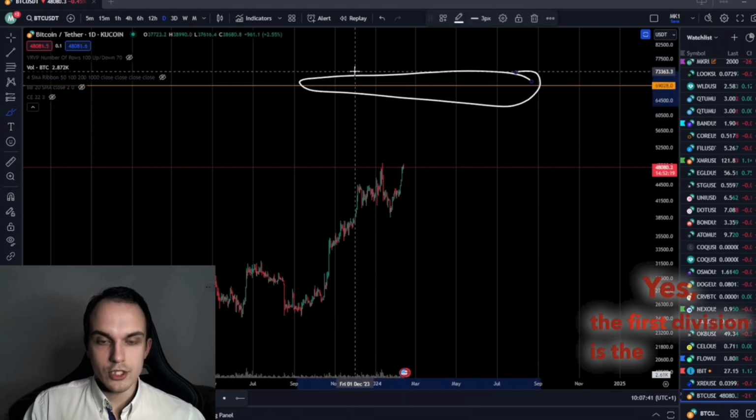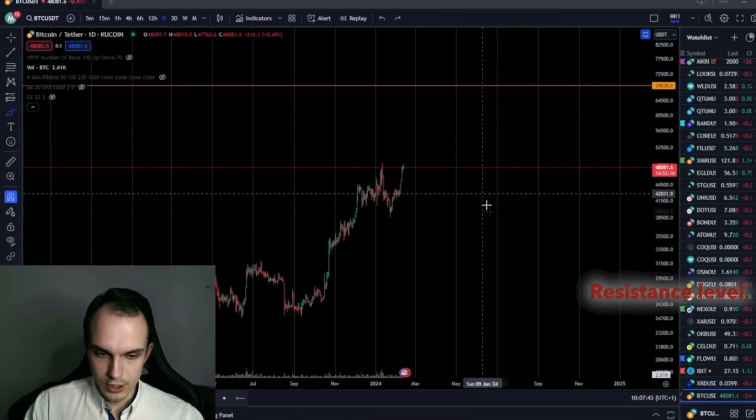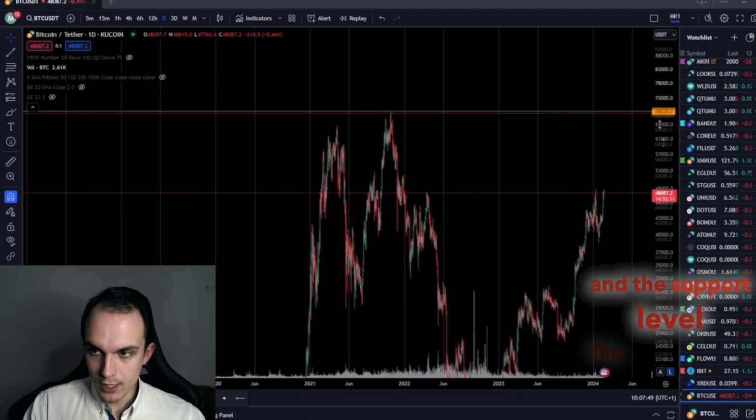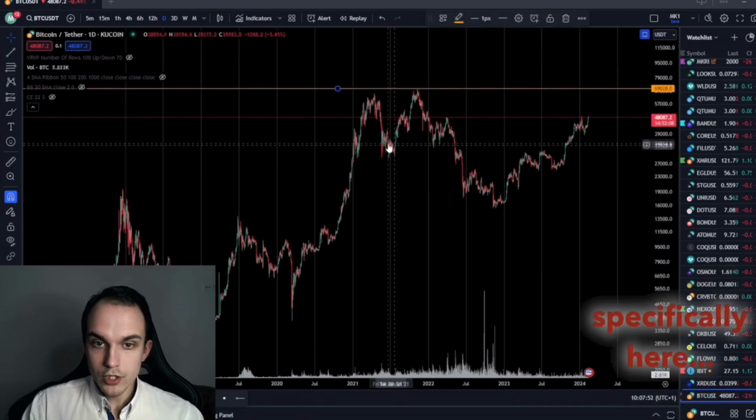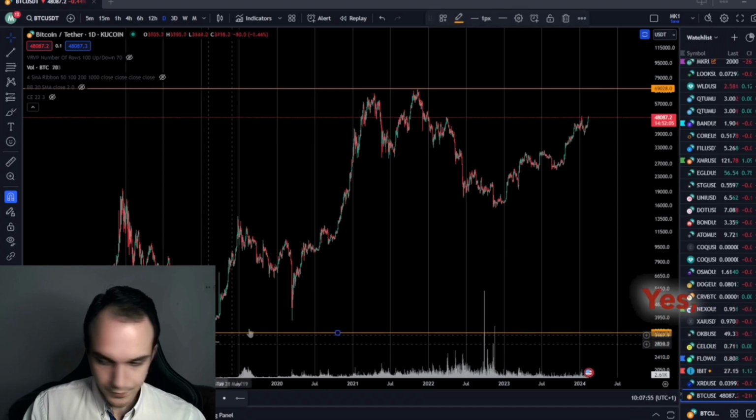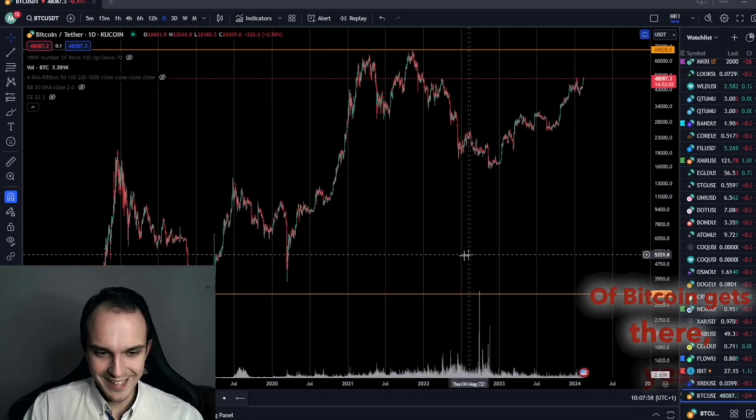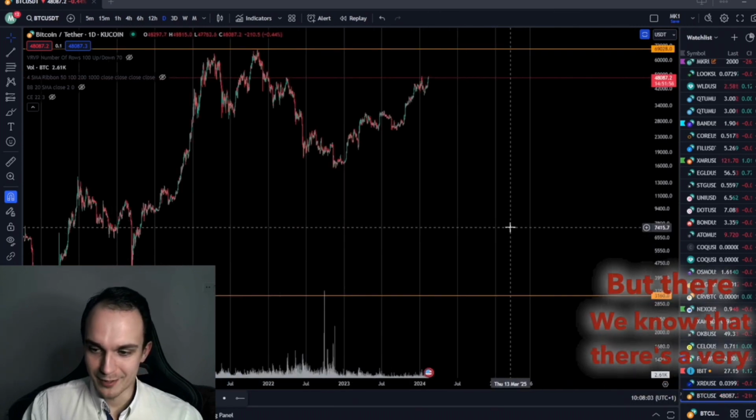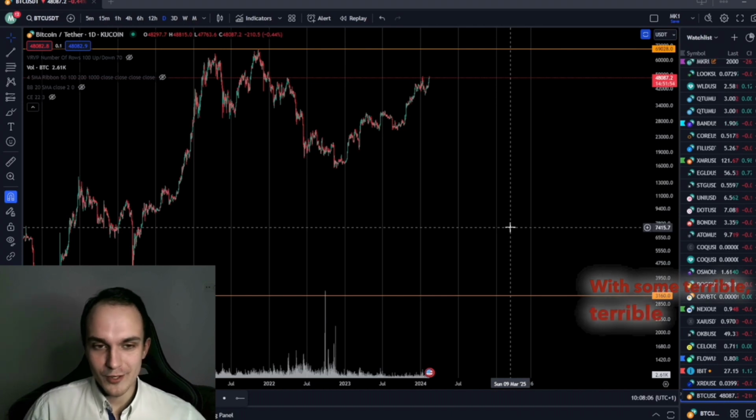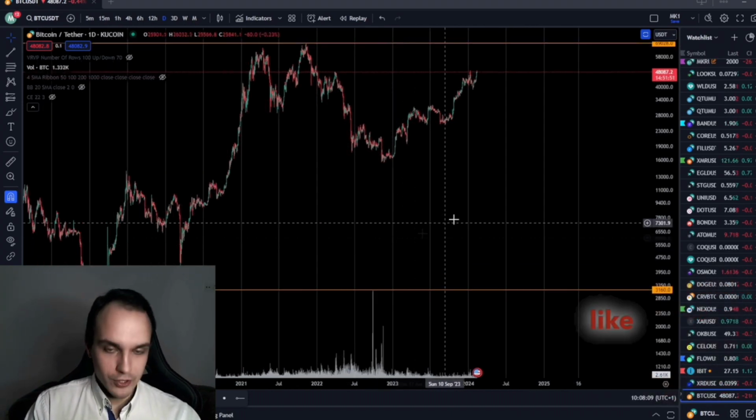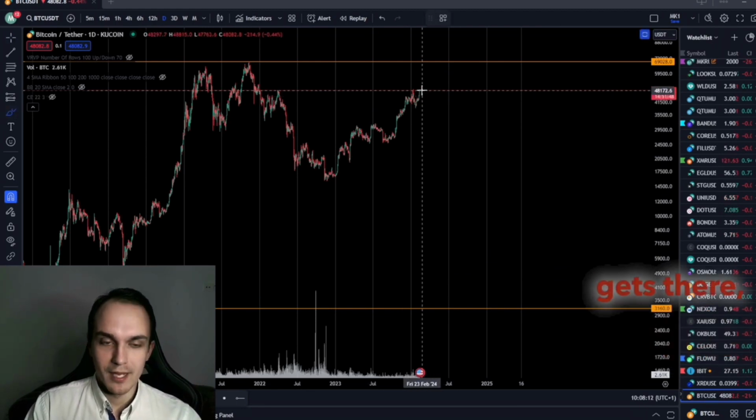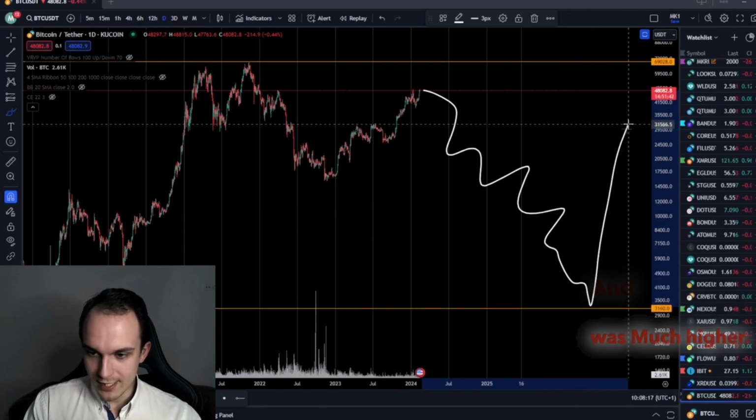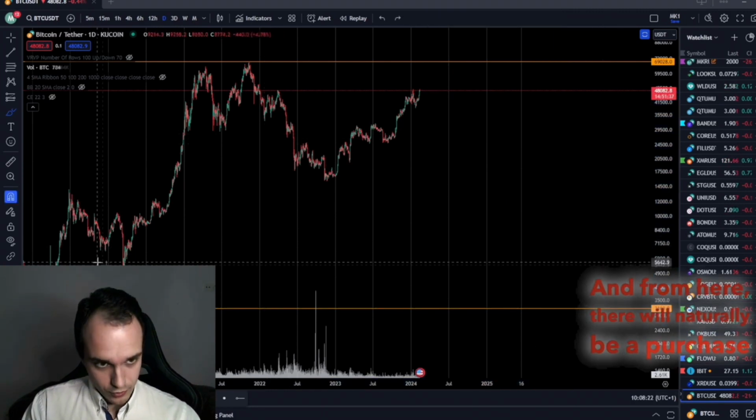The first division is the resistance level and the support level. The most powerful resistance level is the all-time high, and the most powerful support level is the all-time low, specifically here. We're talking about 3,200. Let's not jinx it, so that the price of Bitcoin doesn't get there, because then the crypto market will be in shock. It would take some terrible disaster, you can't even imagine, like a nuclear war. When the price gets there, there will clearly be a rebound, because people see that the price was much higher, and from here there will naturally be a purchase if there is someone to buy.